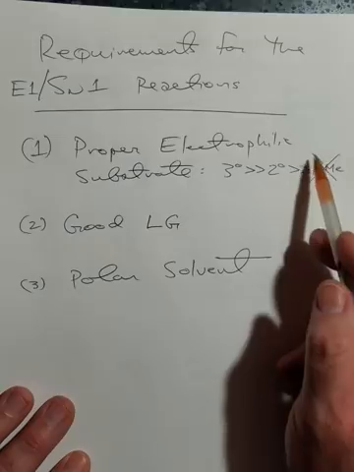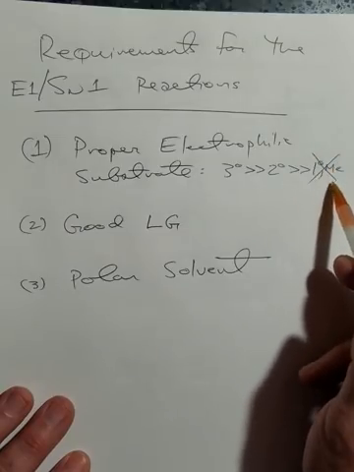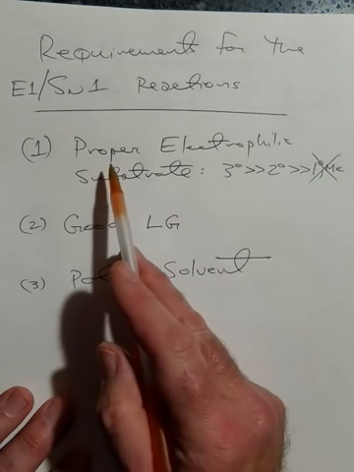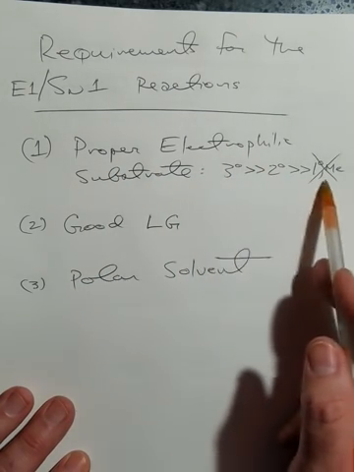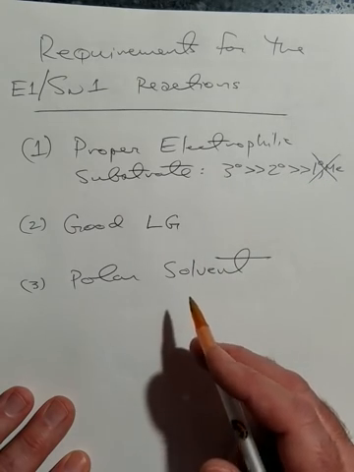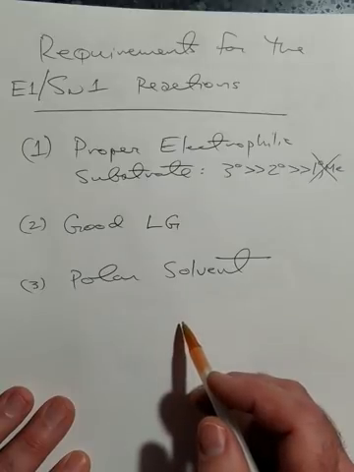And in fact, primary and methyl cations are so poor, you can just cross them off. You're not going to see those form in solution. And so when we say proper electrophilic substrate, really this has everything to do with carbocation stabilities. Carbocation stabilities could be discussed in exactly the same way.